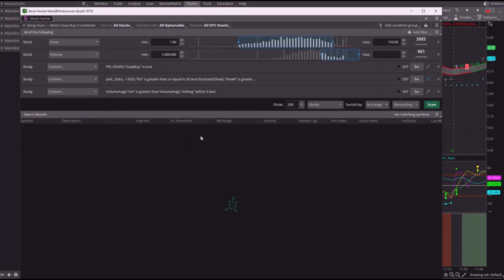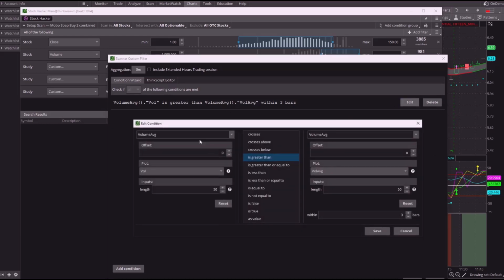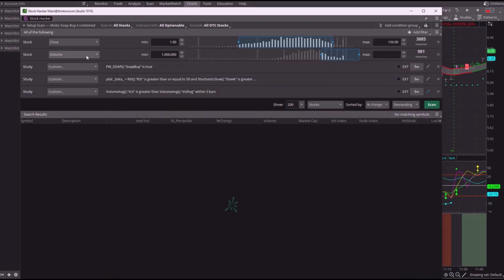All right, and the final one is volume average is greater than volume average within 3 bars. The volume average is also standard within Thinkorswim. What we're saying is that the volume for the stock is greater than the volume average, which is the average volume for the stock. So we're looking for a volume that's running higher than what is standard for that stock. So it shows some momentum. All right, so this is what you want to have set up.